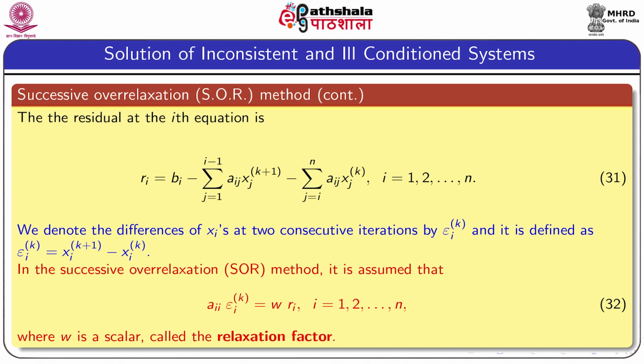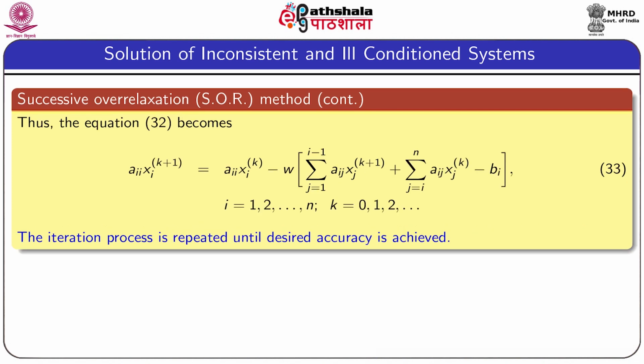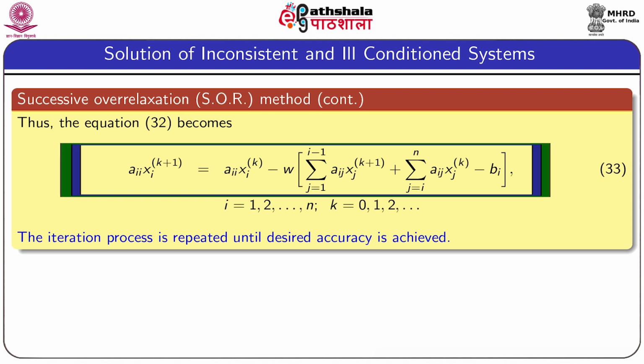In the successive over relaxation method, it is assumed that aii epsilon i^k equal to w Ri, where w is the relaxation factor, Ri is the residual defined by equation 31, and epsilon i^k is the error occurred at the ith variable at the kth iteration, and w is called the relaxation factor. Thus, equation 32 becomes aii xi^(k+1) equal to aii xi^k minus w into the right hand part of the above expression, that means equation number 32.